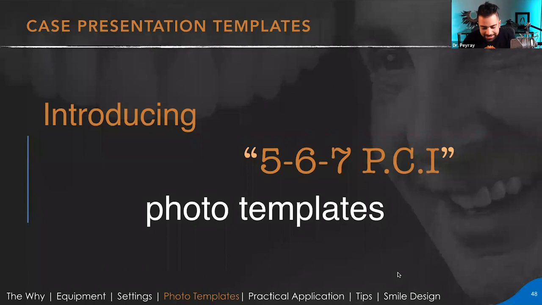And I thought of 5, 6, 7 PCI. It's the greatest thing I could come up with. So you stick with me. I'm going to make this very simple. So 5, 6, 7, this is how photo templates would work. Now let's talk about that. What does that mean? What is 5, 6, 7 PCI?